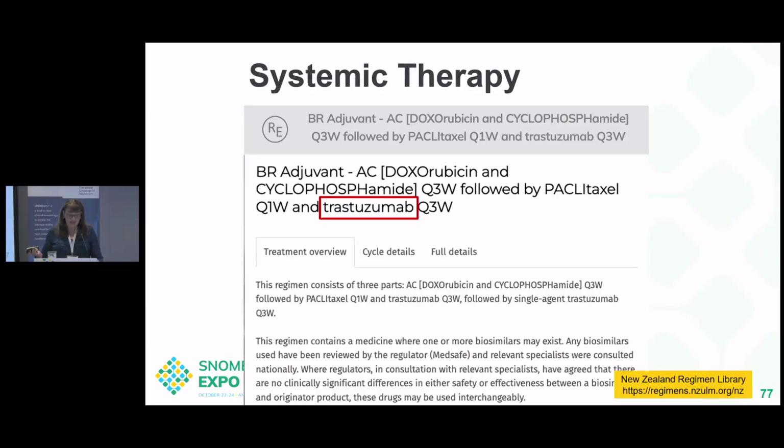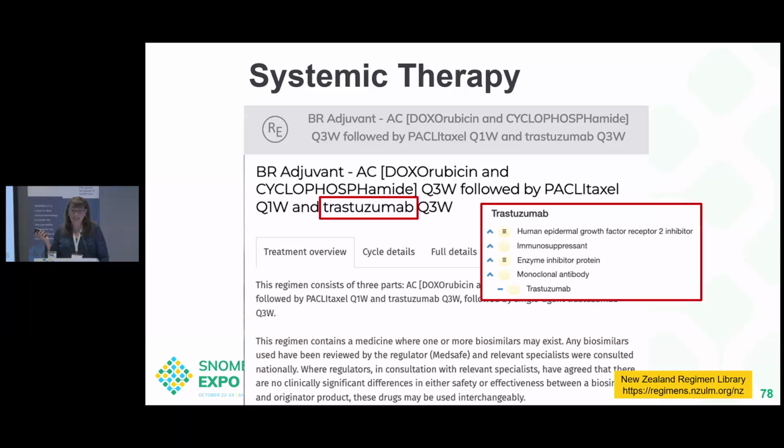Another reason to do these genetic tests is to predict the effectiveness of certain treatments. So here's an example of a New Zealand systemic therapy regimen, which contains trastuzumab. And trastuzumab specifically works to treat cancers that produce too much HER2 protein. So it's only effective on HER2 positive cancer patients. And you can see in SNOMED CT that trastuzumab, the substance, is a child of human epidermal growth factor receptor 2 inhibitor, or HER2 inhibitor, and that's why it's primarily used against HER2 positive cancers.